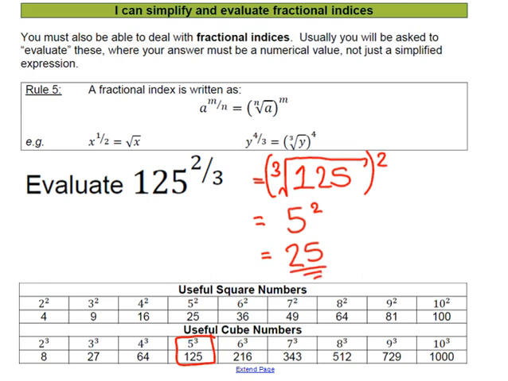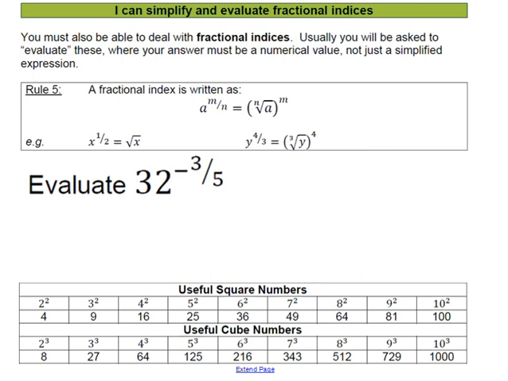Okay, let's look at one final example of a fractional index, and we're going to combine it with negative powers. I have 32 to the power of negative 3/5. So 32 to the power of negative 3/5, I'm going to write that in our index form. Now we have to deal with the negative part first. So it's going to be 1 over the 5th root of 32, squared.